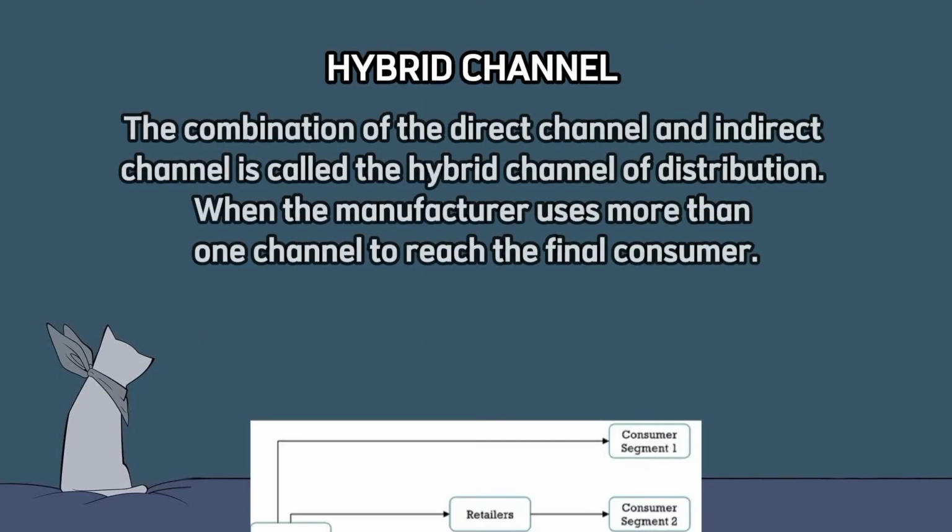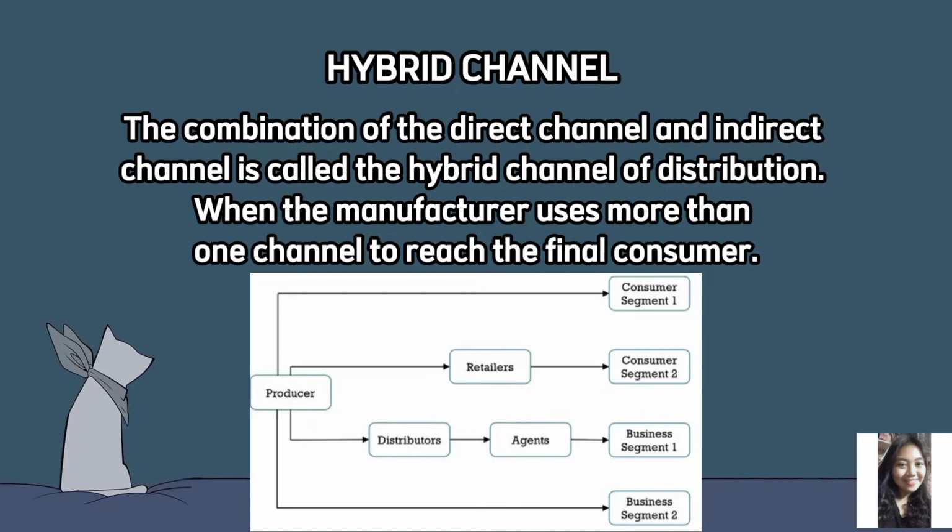Next is the hybrid channels. The combination of the direct channel and indirect channel is called the hybrid channel of distribution. When the manufacturer uses more than one channel to reach the final customer, it is said to be using the hybrid channels. What are the benefits of hybrid channel of distribution?